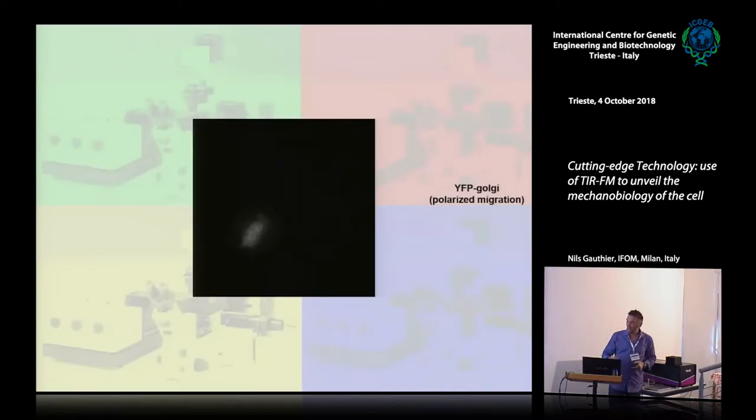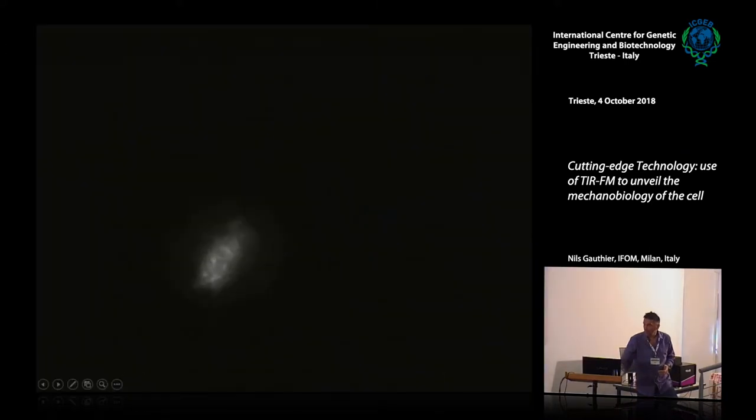I will show you essentially the Golgi here, as he was mentioning yesterday. And that was why I chose the Golgi. Then again, TIRF experiment, with GFP Golgi. And we're going to make a movie here at, again, I think it's 6 or 8 frames per second, during the spreading. Then what's going on? I'll let you appreciate.